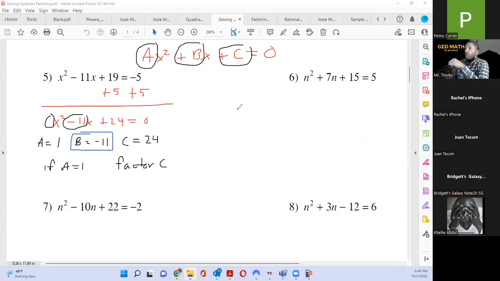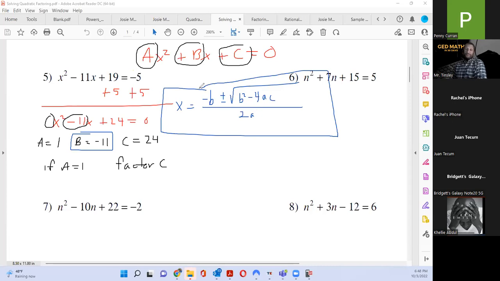So if you look on your formula sheet, what you should see is negative B plus or minus the square root of B squared minus 4AC, all over 2A. This is your quadratic formula. All you're doing is plugging in. Once you identify A, B, and C, you're just plugging in.